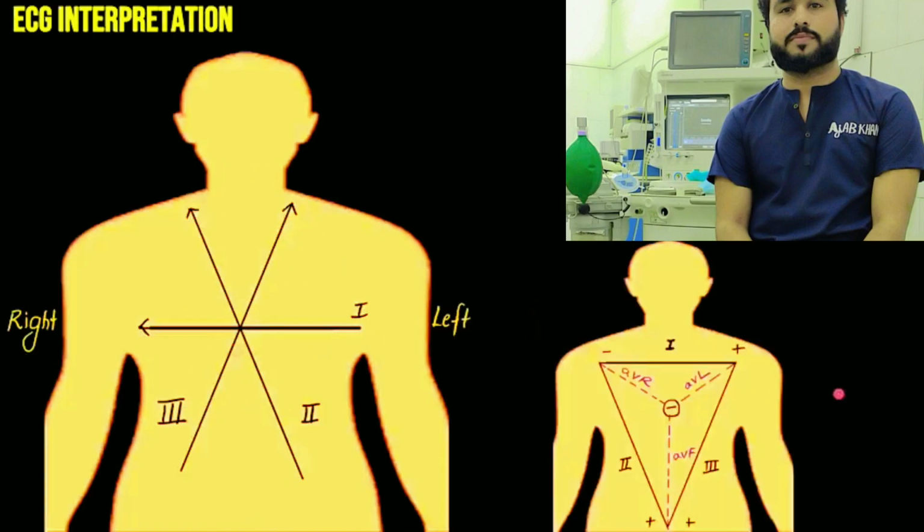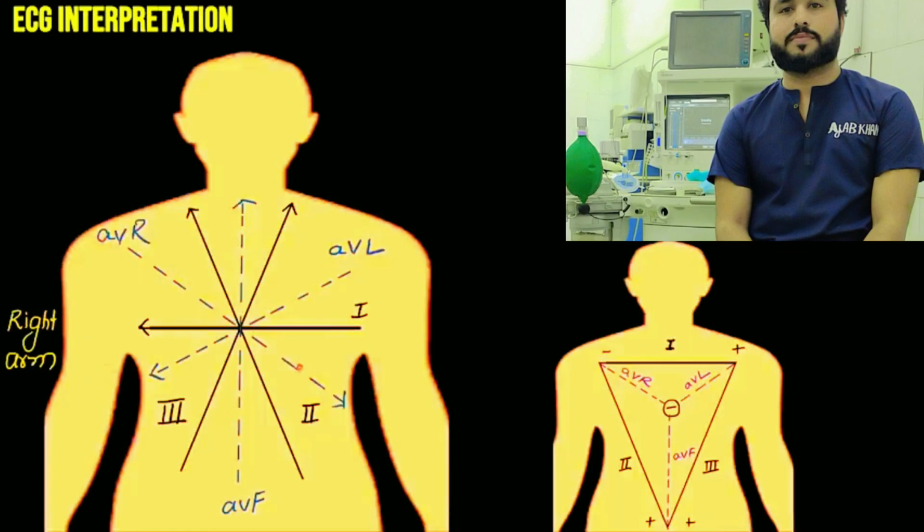You do the same with the augmented leads. You take lead AVF and you place it over this axis. You take lead AVL and AVL looks like this. You take lead AVR and AVR is looking like this. Now all these leads are looking at the heart in different directions. Lead 1 is looking in this direction. Lead 3 is looking in this direction. Lead 2 is looking in this direction. Lead AVF is looking at the heart from beneath. Lead AVL is looking from this direction. So we are capturing the electrical activity of the heart from all these sides.